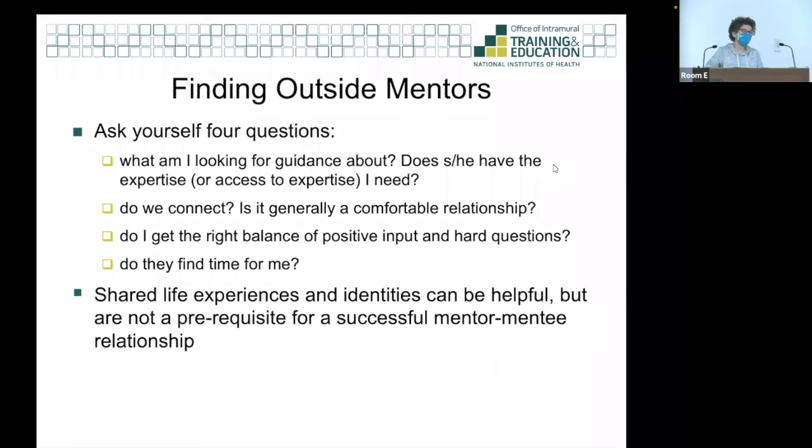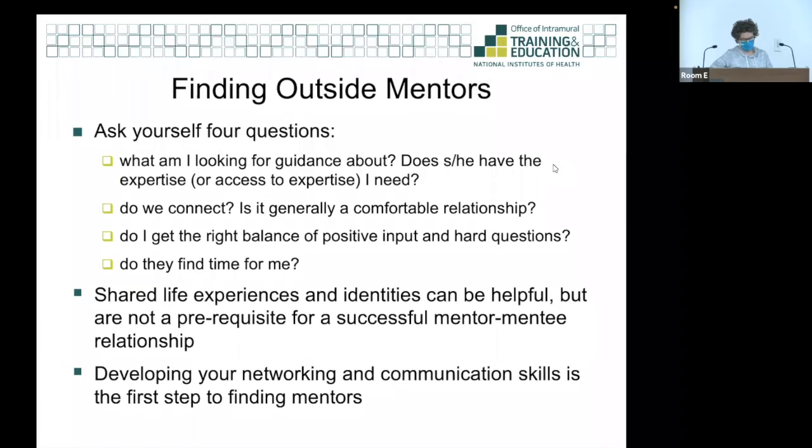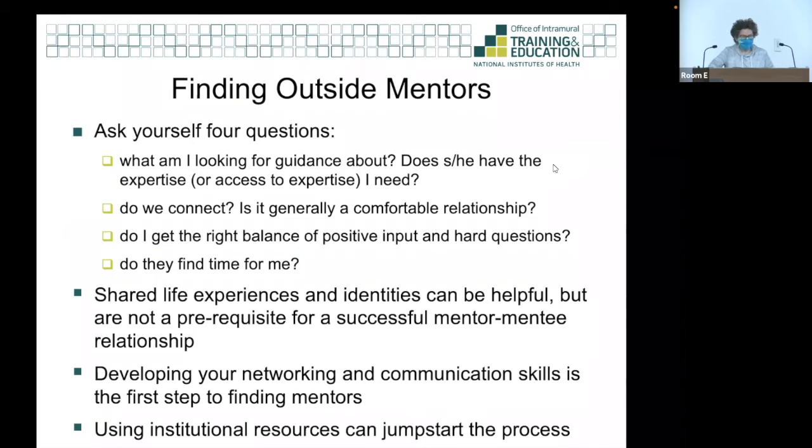I'm going to give you a tool for finding diverse mentors beyond the NIH for those of you here. As we are looking for outside mentors, developing your networking and communication skills is one of the very first steps. It's all really at the start about having a conversation with people. And one of the best ways to get practice, and one of the things that I talk with trainees a lot about, is using institutional resources to get you started.